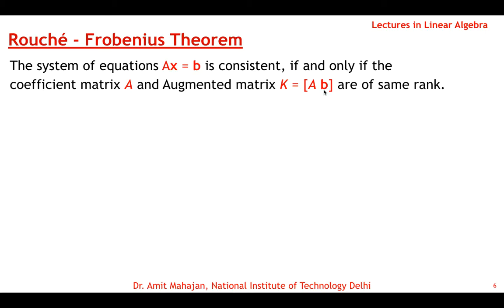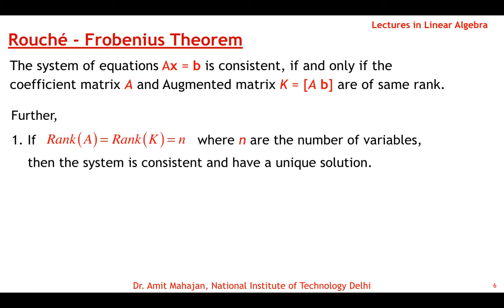Now in addition to this, whether we can have a unique solution or infinitely many solutions. So further in this theorem, if rank of A equals rank of K, okay, that means the last column is not a pivot column, and it is equal to n, where n is the number of variables, then the system is consistent and has a unique solution. Consistent because these two ranks are equal, and unique solution because it is equal to n, and n is the number of variables. Now each column is linked to one variable, so if there are n variables, that means there are n columns.